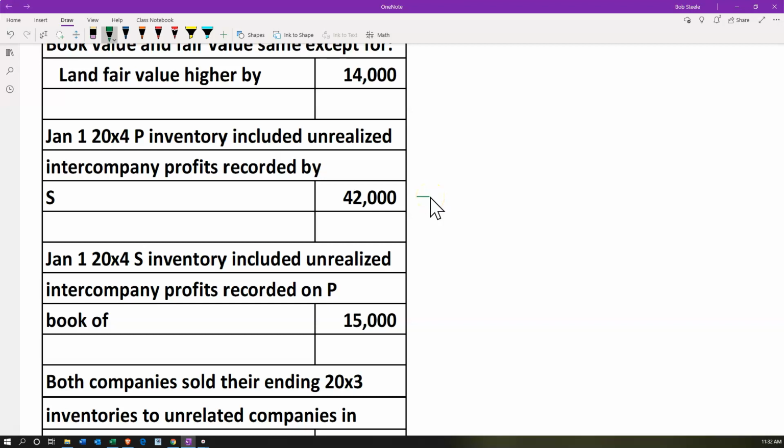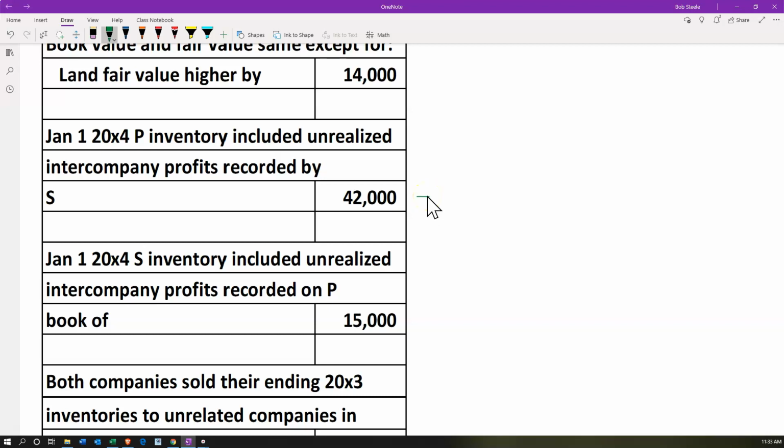So you can see that it's possible, if you have a parent and a subsidiary, for two things to happen in terms of sales. You can have P selling inventory to S. You can have S selling inventory to P. And then, of course, you can have those two things happening at the same time. So these problems are going to be looking into those things and generally having two of those things happening at the same point in time. How are we going to be dealing with those?